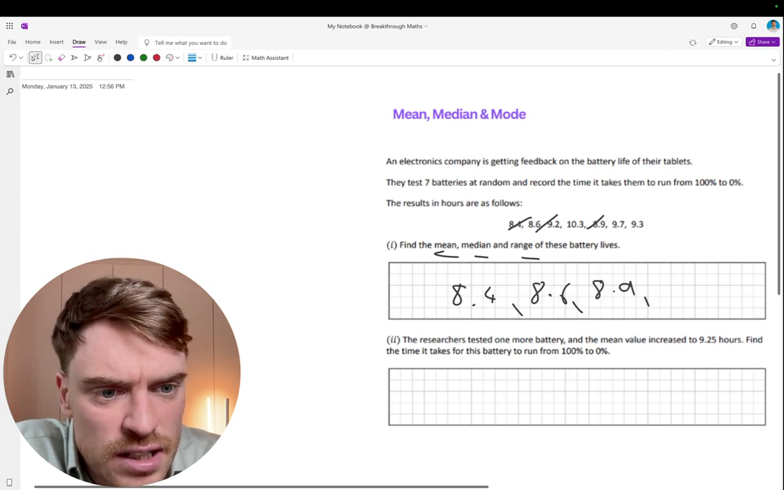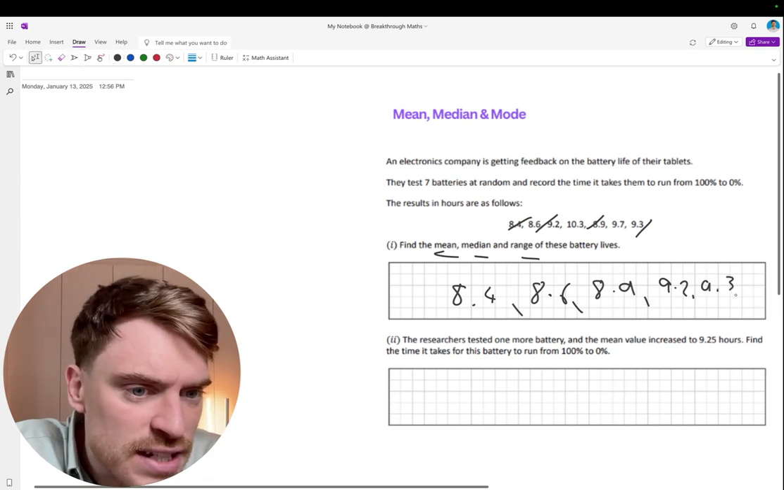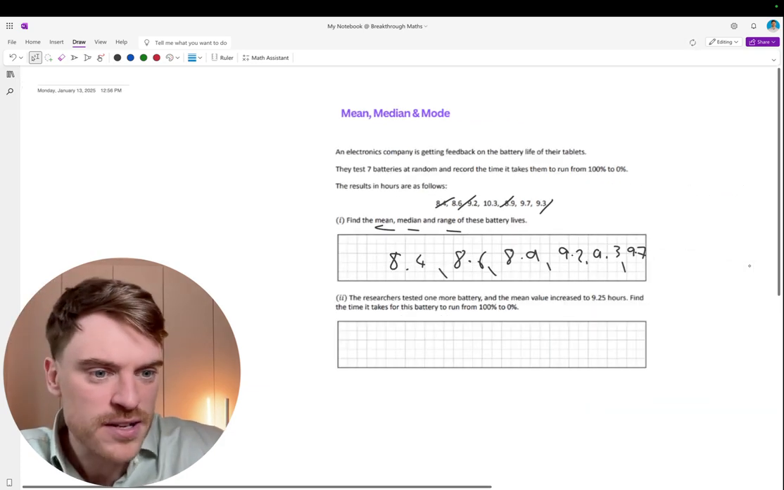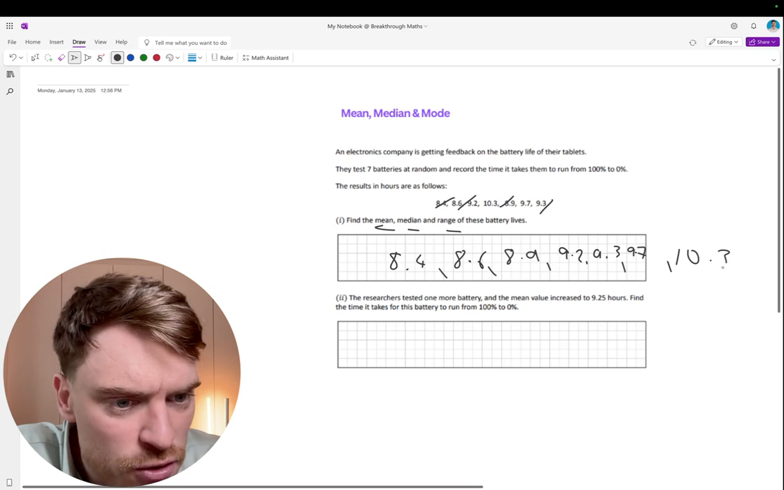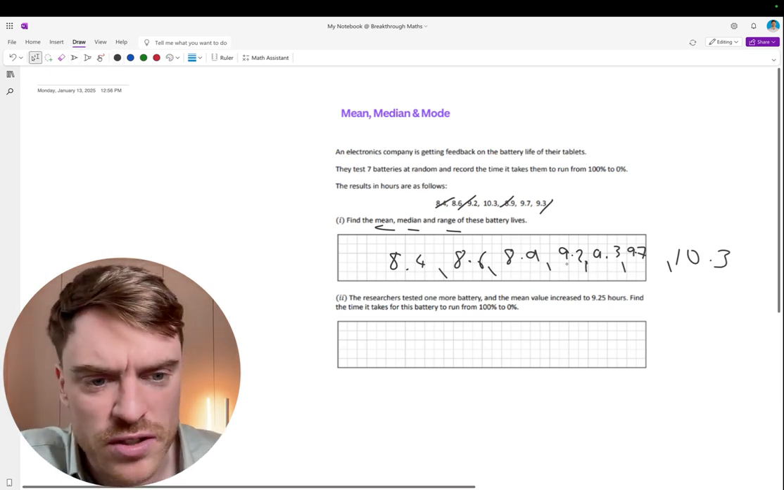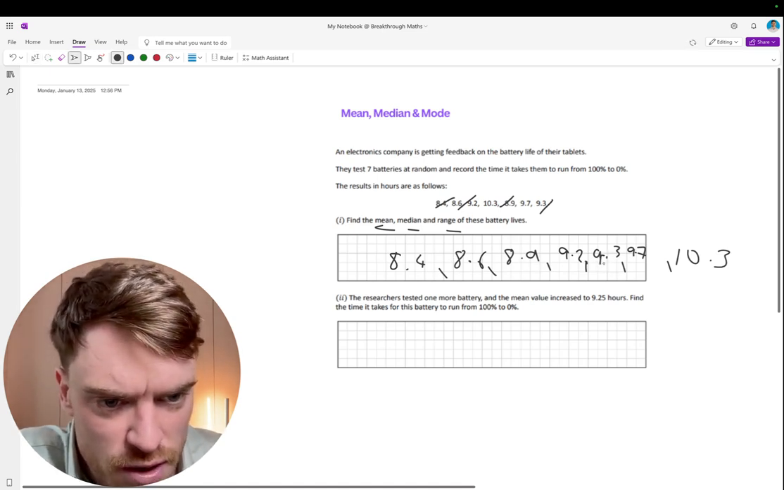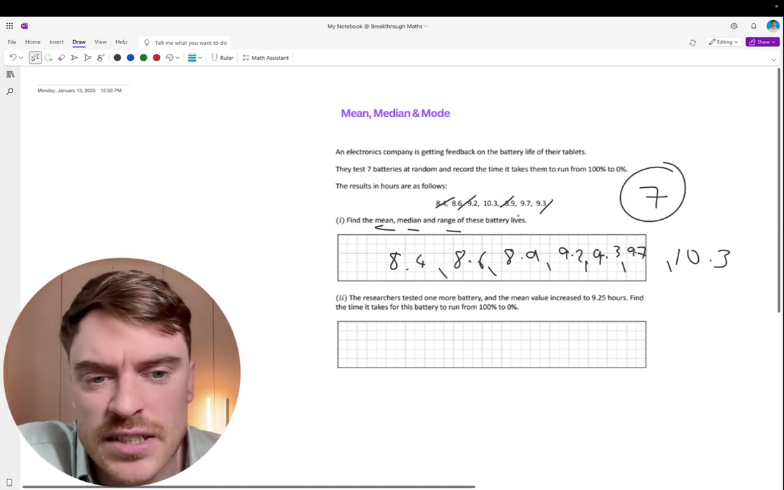and then 9.2, 9.3, and then 9.7, and what's the last one? 10.3. So I'd order them first in terms of where they're at. So you've got 1, 2, 3, 4, 5, 6, 7. Just 7 of them there. And they're all crossed off.